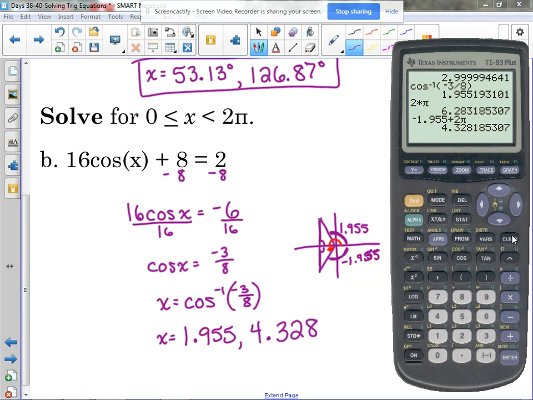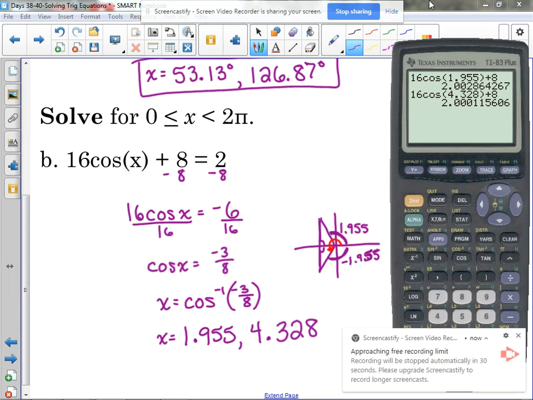Check it. When in doubt, always plug it back in. 16 cosine of 1.955, close the parentheses, plus 8. A little bit over 2 this time. Sometimes it just really depends on the rounding, whether it'll be over or under exactly what it's supposed to be. And then the 4.328, again, really, really close to 2. If we use the exact value, didn't round it, it would give us exactly 2.